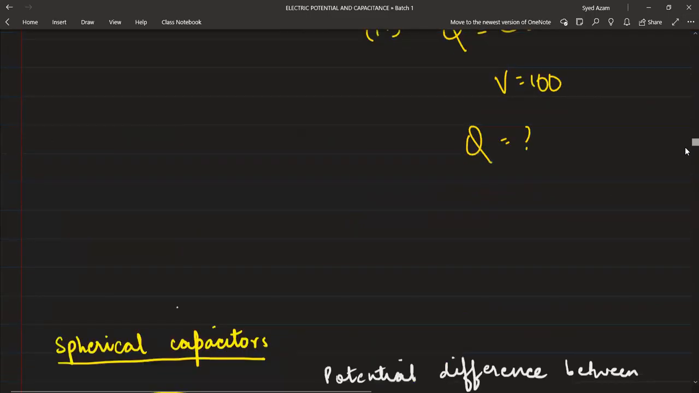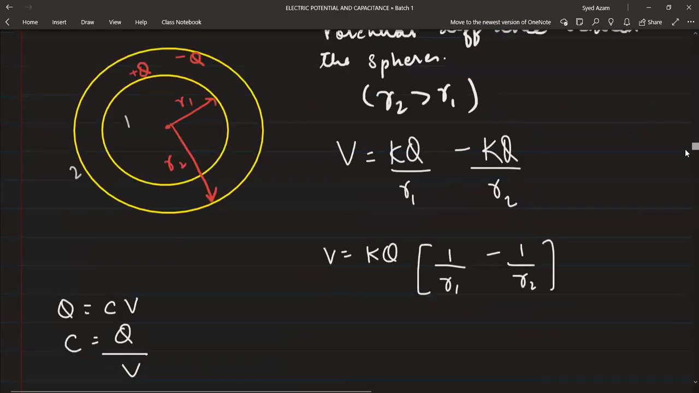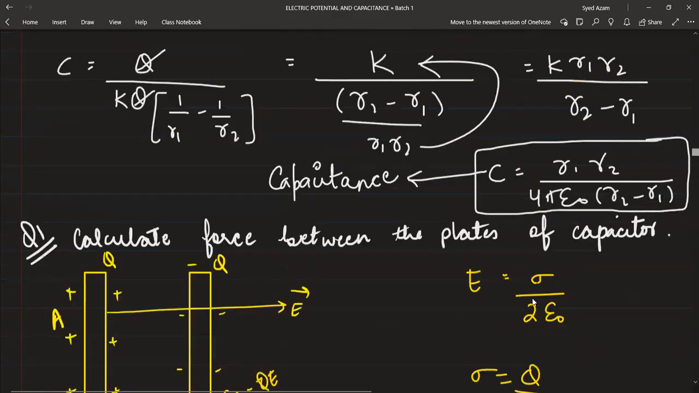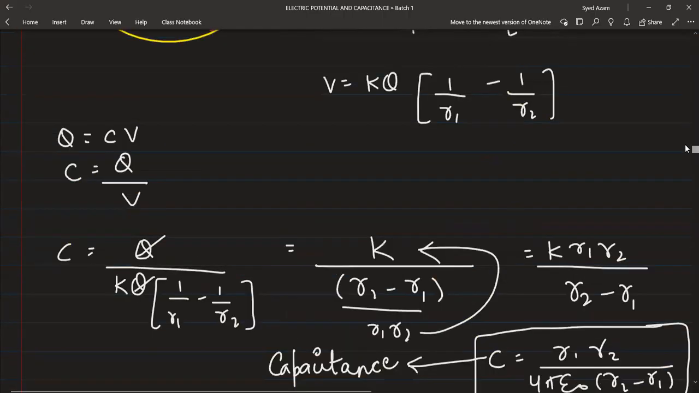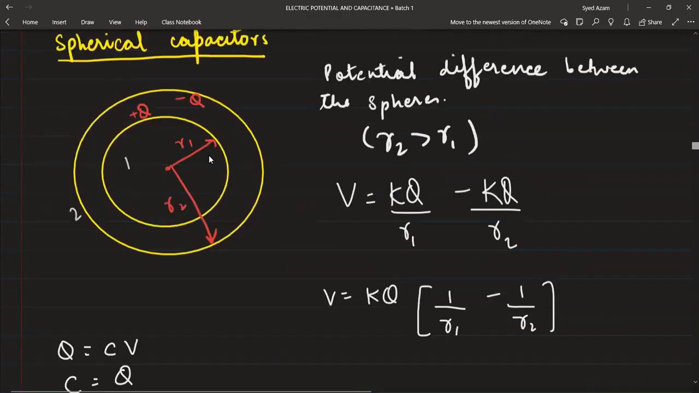And for spherical capacitors, again, you need to know the formula only. R1 R2 by 4 pi epsilon naught into R2 minus R1. So how did we get this? Two concentric spheres are present. KQ by R1 will be the potential for the first. KQ by R2 will be the potential for the second. That will give you the net potential. Take the ratio with the charge, that will give you the capacitance. Okay.